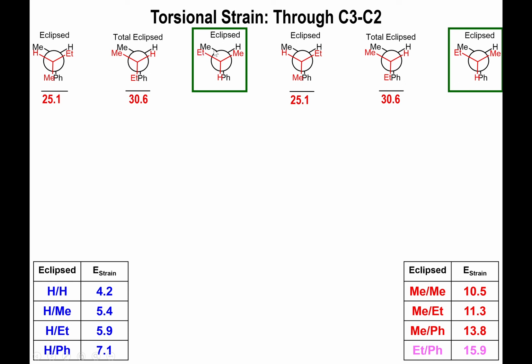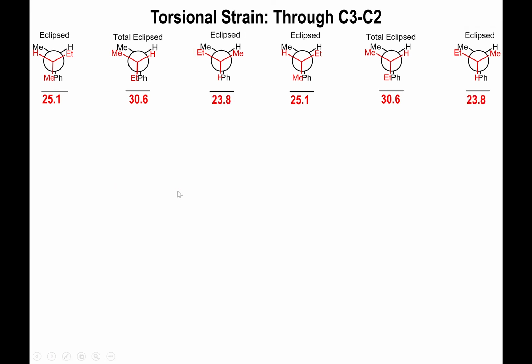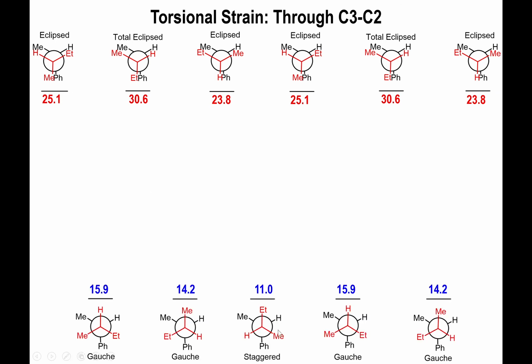All right, so then we get to these other two, which are equivalent. We have ethyl on methyl, methyl on hydrogen, hydrogen on phenyl. So we highlight those specific interactions. We add the values together and we find out that these conformations have a value of 23.8. So these are actually the lower end energy values for the eclipse conformation. But regardless, if you compare your gauche conformations to the eclipses, none of the gauche conformations ever go higher than even the lower eclipse conformations.